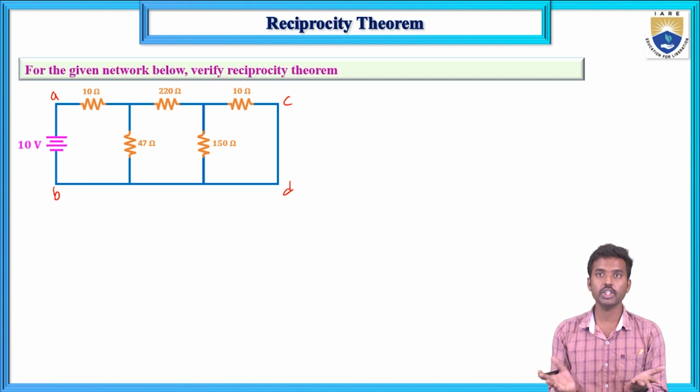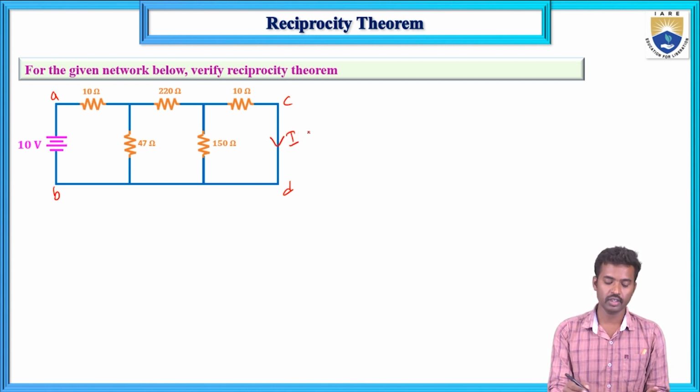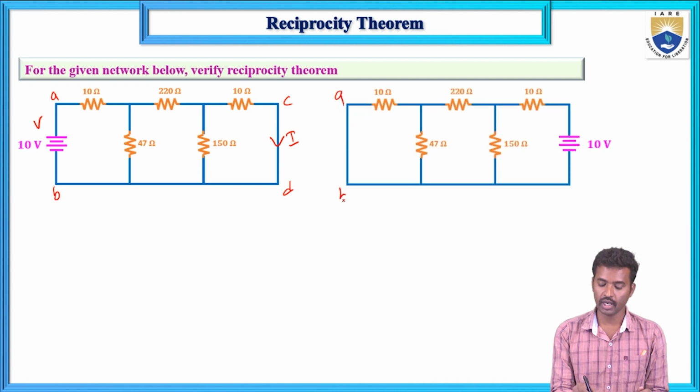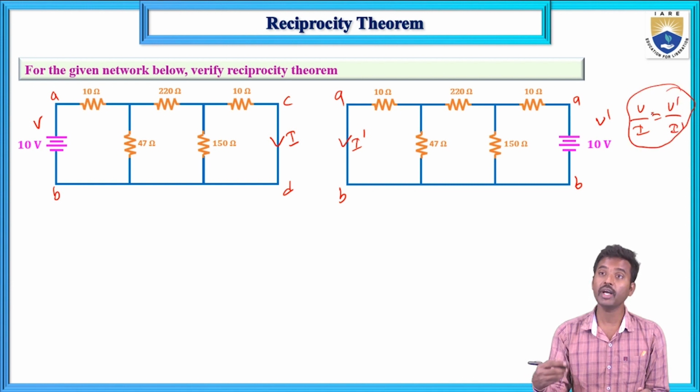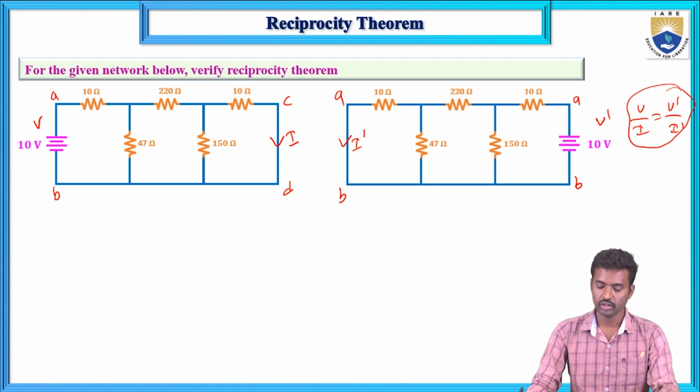So now change the positions of the excitation and response. Here we verify I, and this is the excitation V. So V by I must be the same if you interchange them. Now here this is A and B, this is the downward I. Change the positions of excitation and response here. So 10 volts and the response is changed. This is I dash and this is V dash. V by I must equal V dash by I dash. It should be verified. Or I by V equals I dash by V dash. You can use any one.